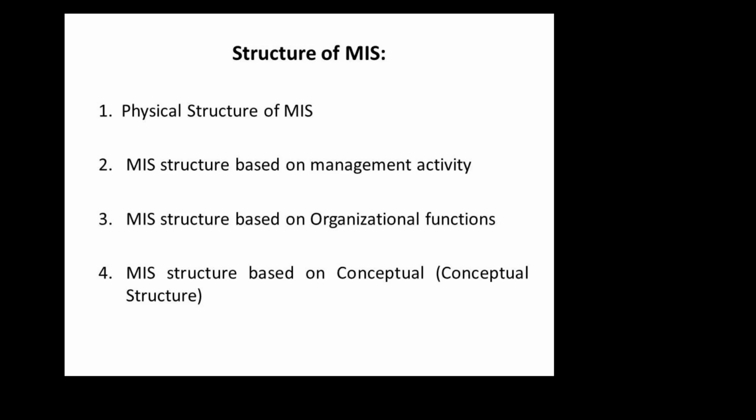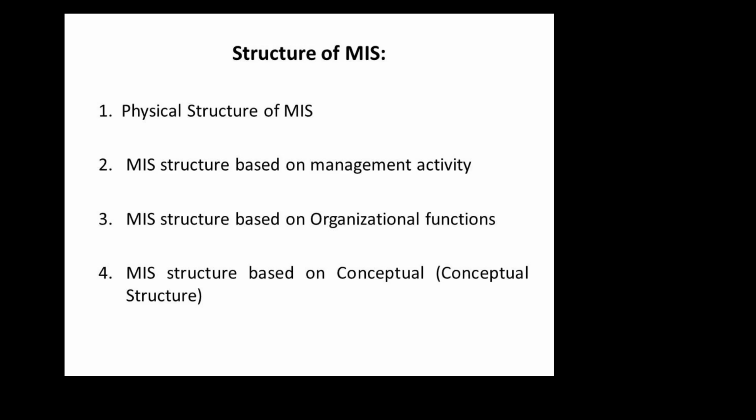See, structuring the information system in any business entity is a bit challenging since there is no standard or universally acceptable framework of MIS structure. However, based on some approaches, a structure of MIS can be explained under 4 headings. That is, first, the physical structure of MIS. Second, MIS structure based on the management activity. Third, MIS structure based on the organizational functions. The last category of MIS structure is based on conceptual structure. Let us discuss each structure of MIS one by one.